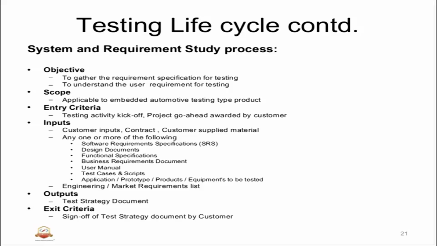And any business requirements document from the customer perspective, and any user manual that the customer wants or has given, or the development team has developed, and test cases and scripts. Here it is not the test cycle, testing life cycle test cases. It is sample test cases from a similar product earlier, or the customer has anything to validate this product. Those things are part of this, and application prototype products, equipment to be tested. That means the actual product or the actual end target system or the actual application which needs to be tested. This is a very important input for us to study.